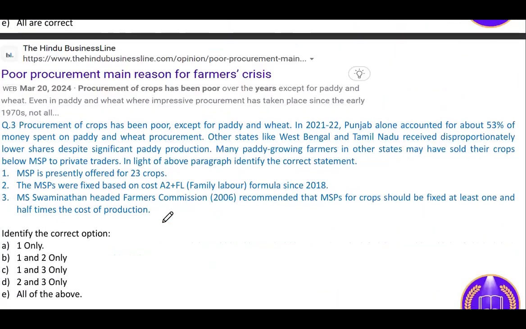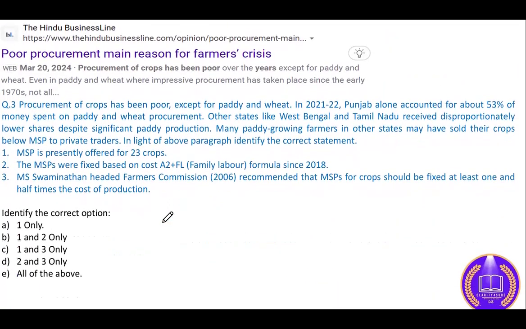Let's see another important question. In the Hindu BusinessLine, it appeared that poor procurement may be a reason for farmers' low prices. So this was there in the news. I have framed one question regarding the MSP.